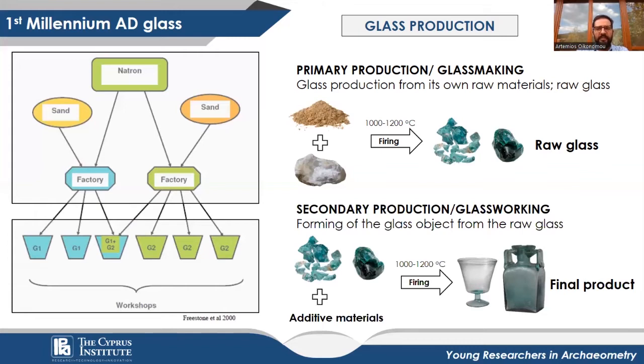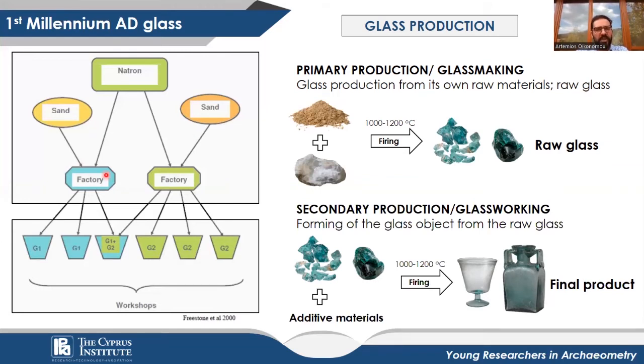This model takes effect, as I said, during the Roman period and thereafter, but we may suppose that something similar, but to a lesser extent, was happening in earlier periods, such as the classical and Hellenistic periods. Unfortunately, there is no archaeological evidence of primary glass production facilities for earlier periods, and therefore we may assume that the primary production happened at a lower rate.